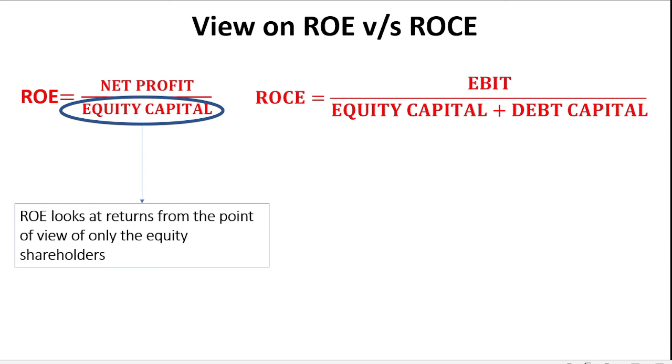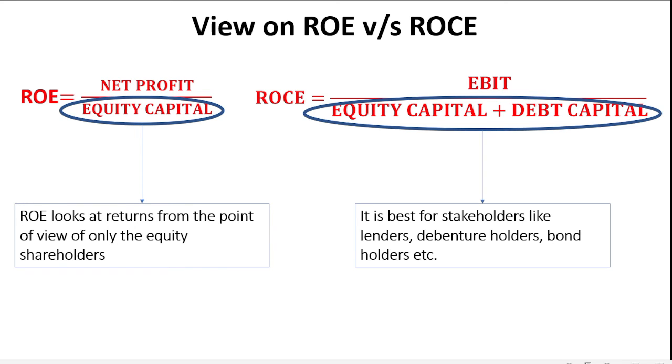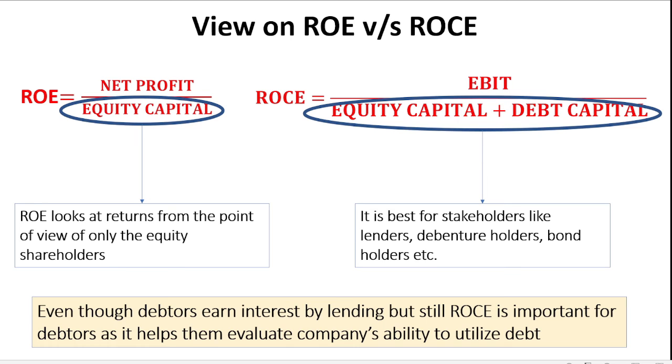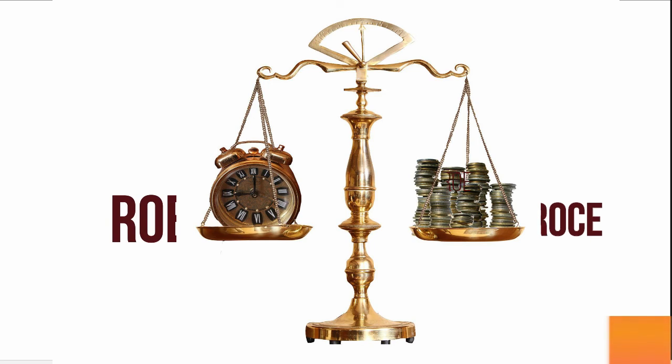You can say that ROE looks at returns from the point of view of equity shareholders, whereas ROCE is best for stakeholders like lenders, debenture holders, bond holders, or the loan givers, etc. The message here is that even though debtors earn interest by lending, ROCE is still very important for debtors to understand if the management is good enough to manage the borrowings and will be able to utilize the debt efficiently. So often people question whether ROCE should be greater than ROE.